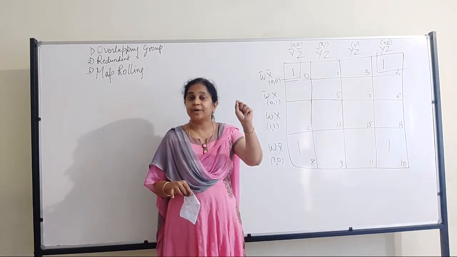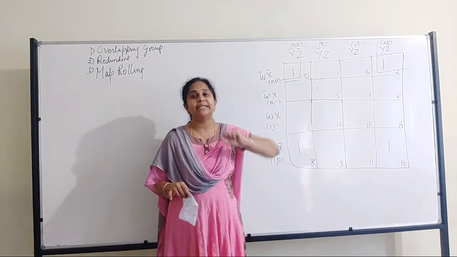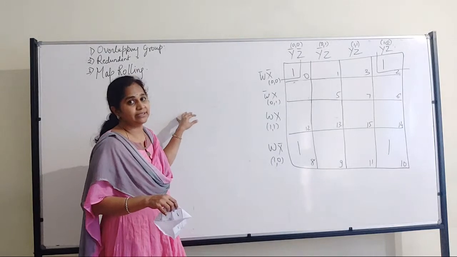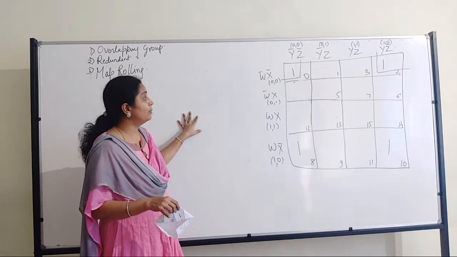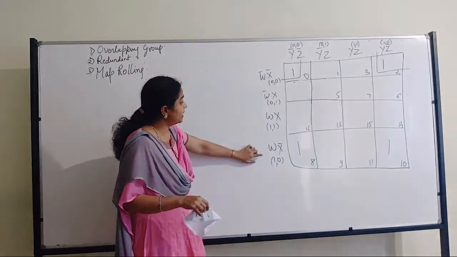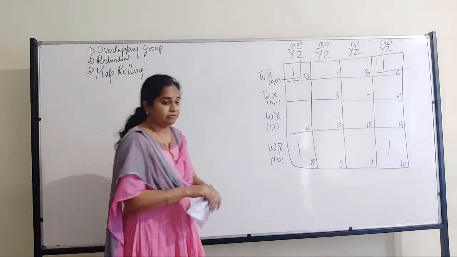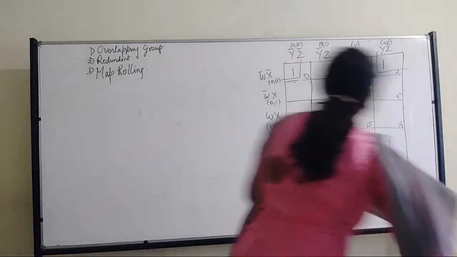Why do we prefer to have the quad? You all know that it will eliminate two variables. Now if this is a quad, what's the answer? What will be the answer? Think in your mind. Here and here, what is changing? W is changing. So X negation will remain as it is.